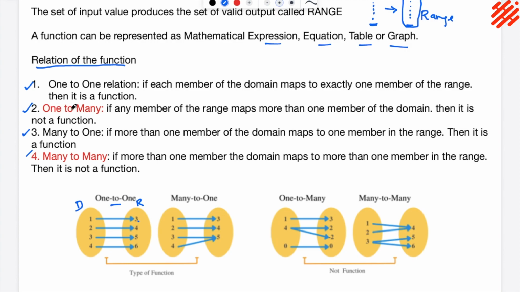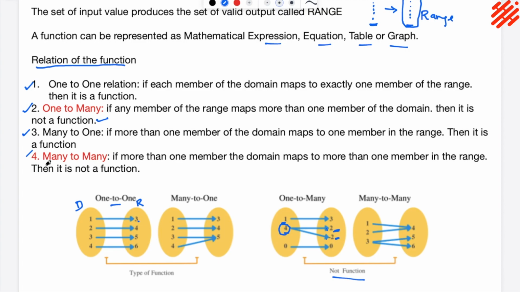Similarly, one-to-many. If one member of the domain is related to many members in the range, say suppose 4 produces two outputs, that means one member produces multiple outputs in the range, then it is called one-to-many. If an expression has a one-to-many relation, then the expression is not a function.